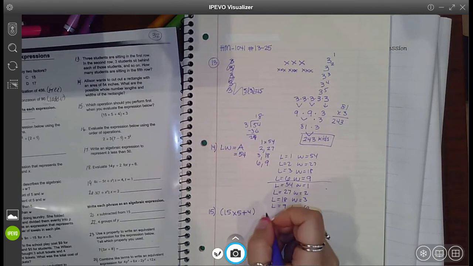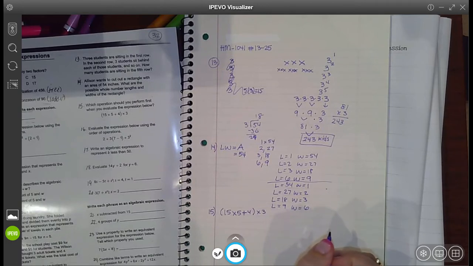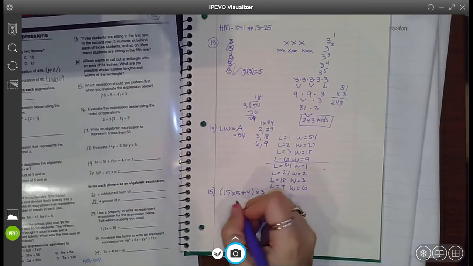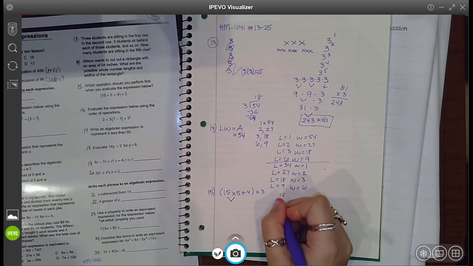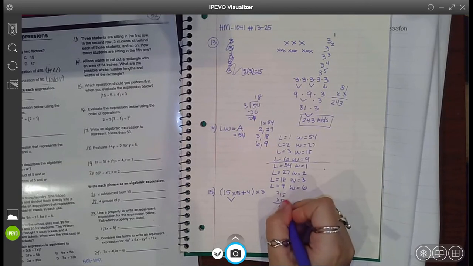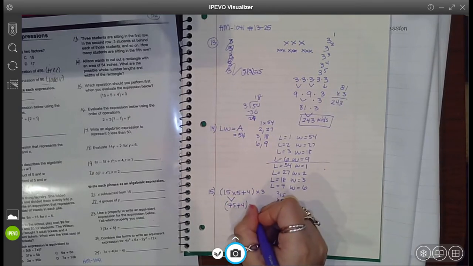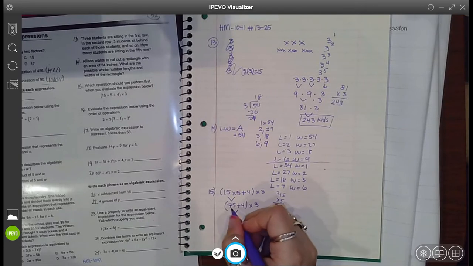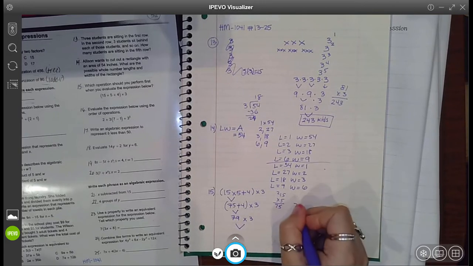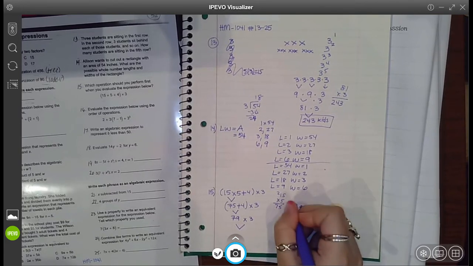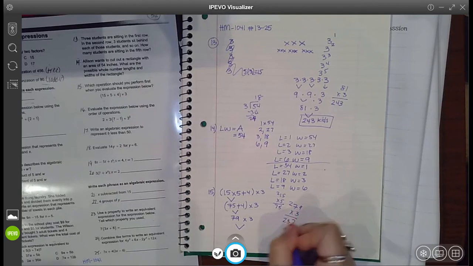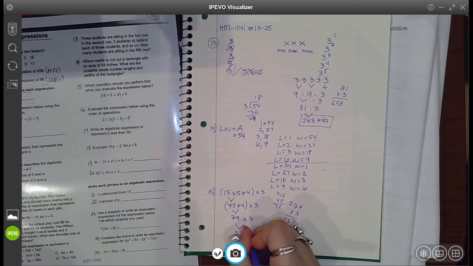Okay, this next one is a PEMDAS. It says, which operation should you perform first when you evaluate the expression below? Well, inside of the parentheses, you do multiplication before addition. So I'm going to do that 15 times 5 first. And 5 plus 2 is 7, so 75. And then let's go ahead and keep simplifying it. Okay, I still want to do inside the parentheses, so 75 plus 4 is 79. Bring down your times 3. And now you have 79 times 3. 21 plus 2 is 23. So my final answer is 237.